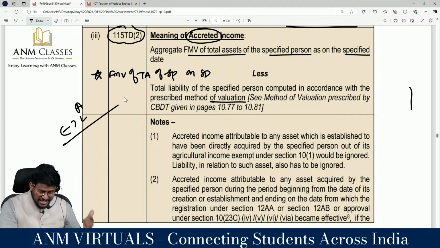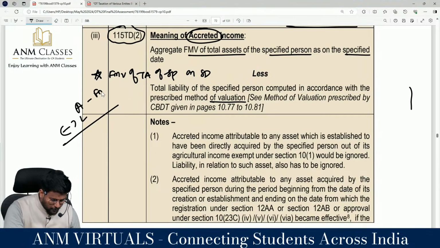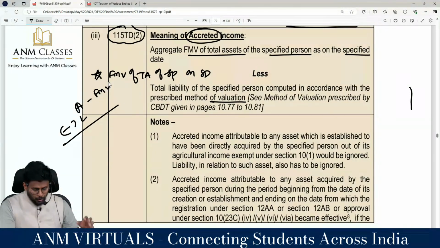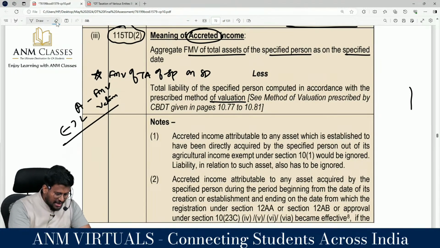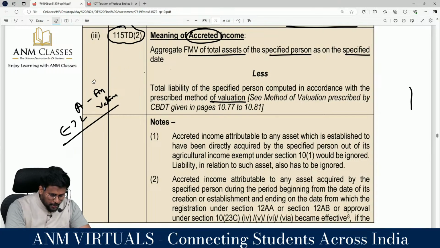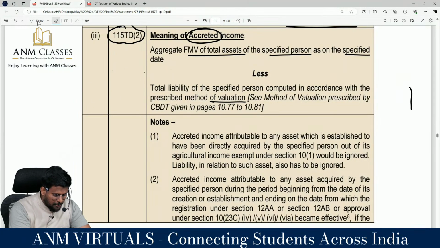For asset, what value do I have to take? You have to take the fair market value. For liability, what value do you have to take? We will say the valuation of the liability. So fair market value of the asset as on specified date minus liability valued as per the prescribed method will be treated as income, accreted income. So accreted income is nothing but net worth.